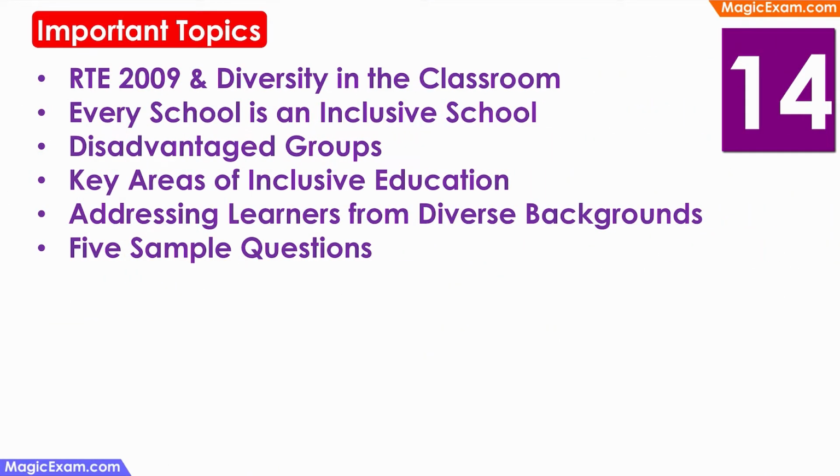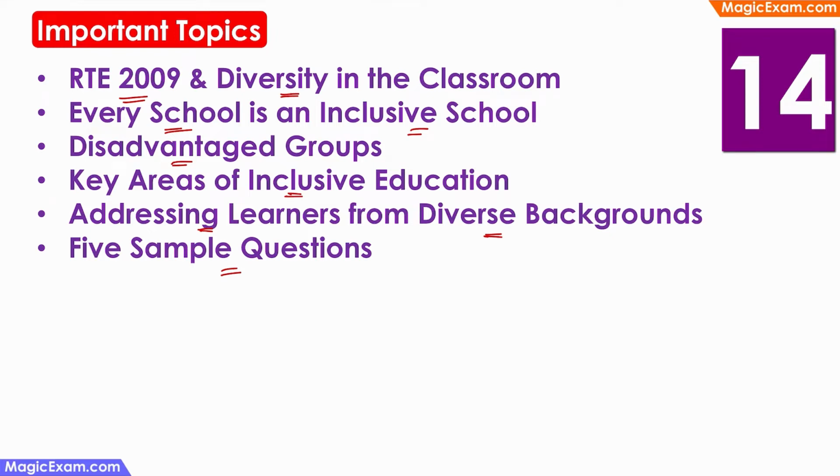In this video, I will be just touching upon those topics which are important from your CTET examination point of view. We'll start with understanding what is diversity in classroom and what does the Right to Education Act say about diversity. We'll understand why every school is an inclusive school, and we'll see what are disadvantaged groups and what are the key areas of inclusive education, and how do we address learners from diverse backgrounds. And we will end this video with some sample questions from previous question papers.